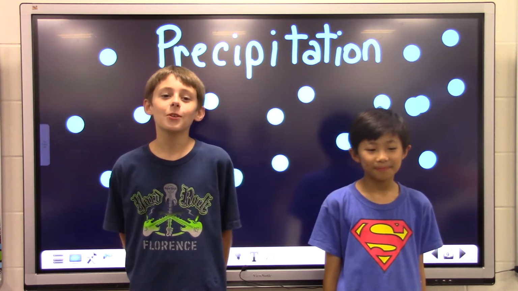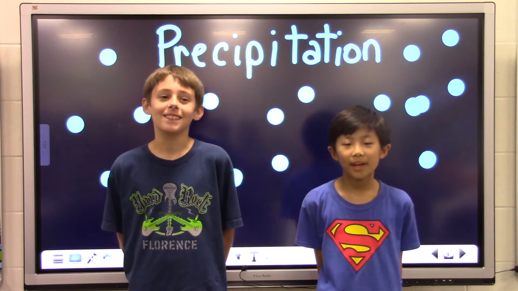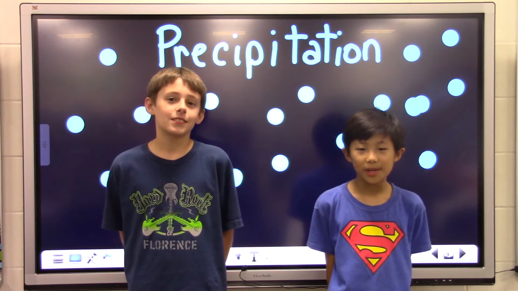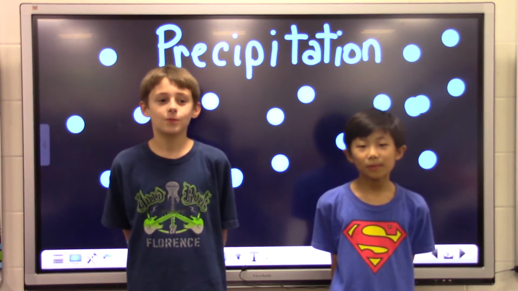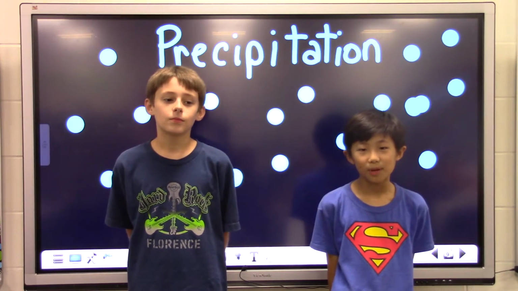Hey guys! Today we're going to teach you about precipitation. And we're going to show you how to do an experiment you can do at home. Precipitation is the 3rd part of the water cycle. Precipitation is made from water droplets from condensation.